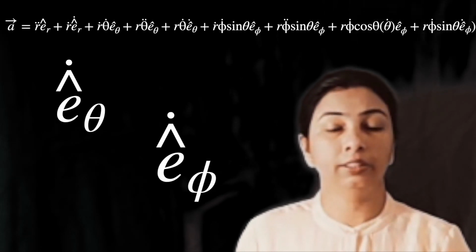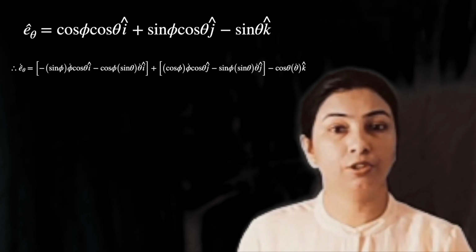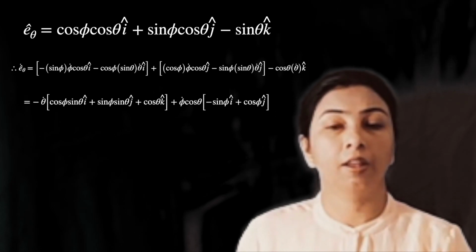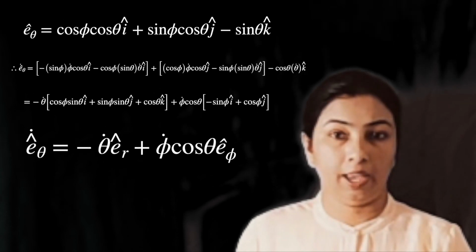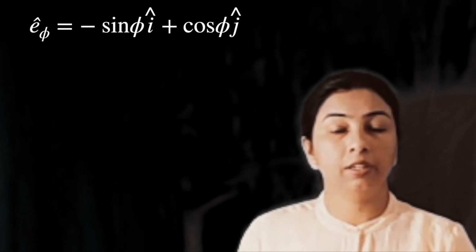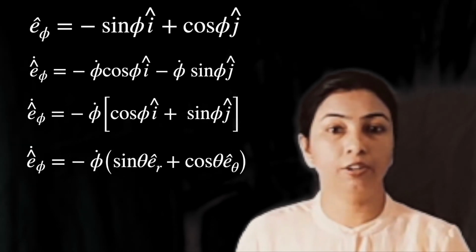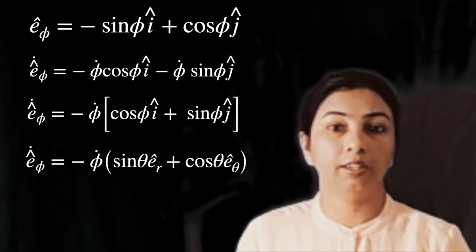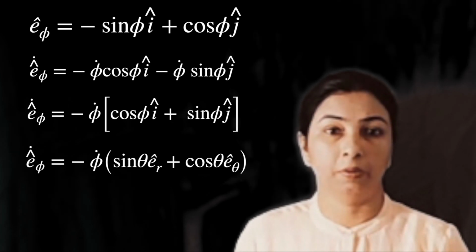Firstly, solving e_theta cap dot gives the value minus theta dot e_r cap plus phi dot cos theta e_phi cap. Similarly, e_phi cap dot is equal to minus phi dot sin theta e_r cap plus cos theta e_theta cap.